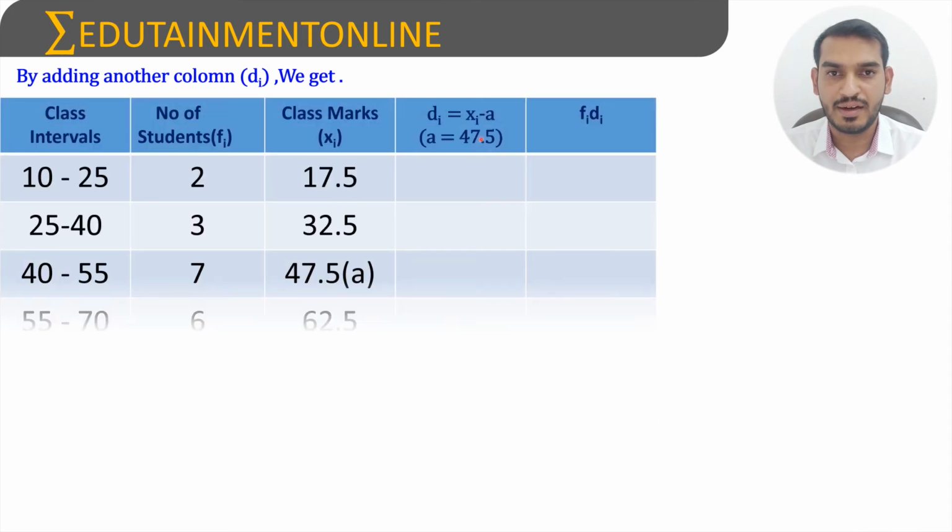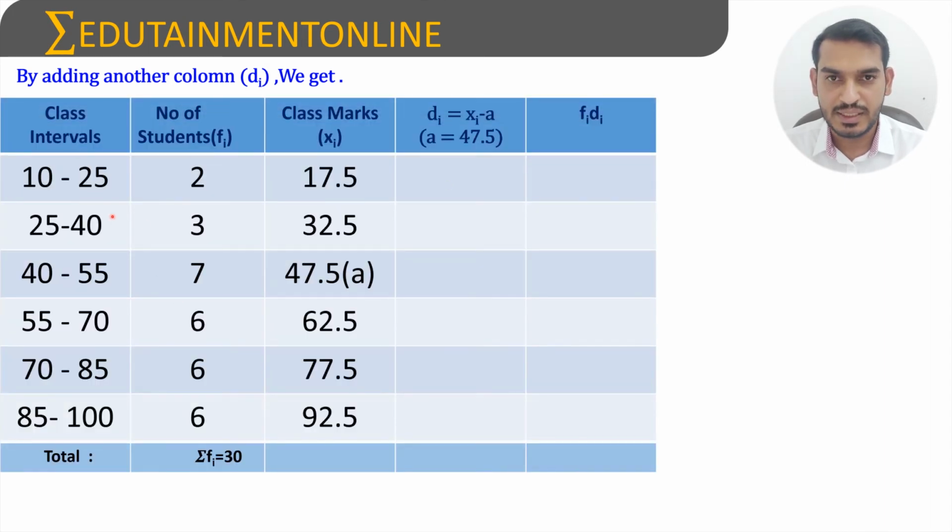Now by adding another column of di in the same table, the class intervals are 10 to 25 and so on, and the number of students is given as 2, 3, 7, 6, 6, 6. If we add up, that will be 30. Now class marks are 17.5, 32.5. This is the average of 10 and 25, which is 17.5, and so on. So now we are assuming this 47.5 as the mean.